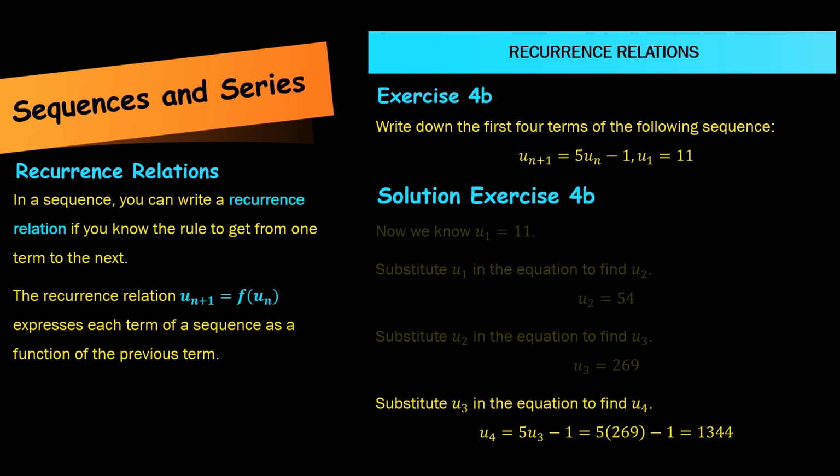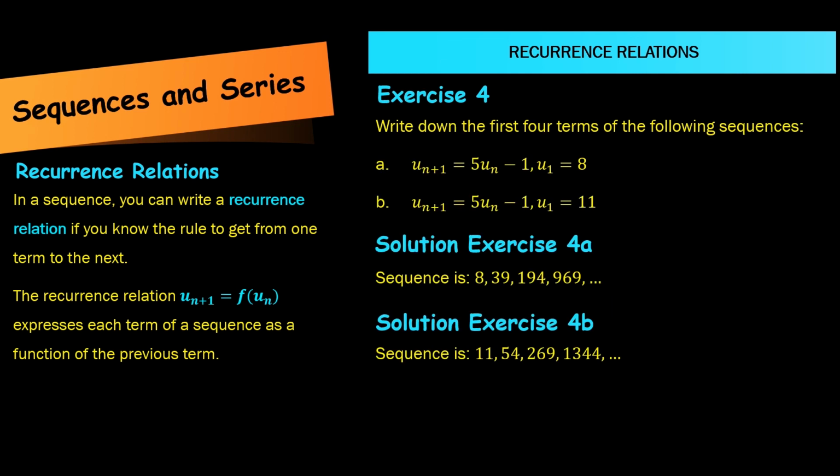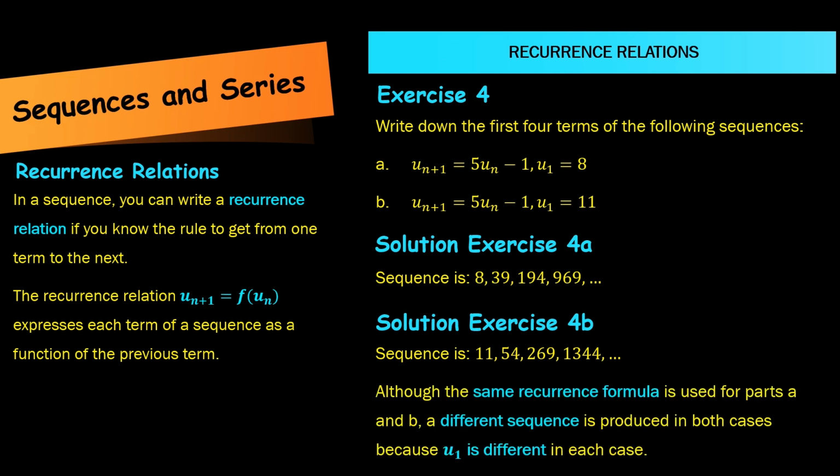So here's a summary of our results. Notice that although the same recurrence formula is used for parts A and B, a different sequence is produced in both cases because u1 is different in each case.